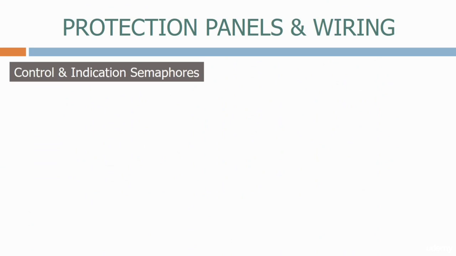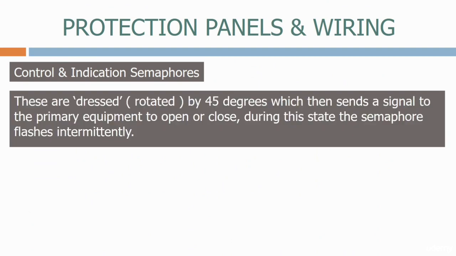The second type is controlling indication semaphores. These are pressed or rotated by 45 degrees, which then sends a signal to the primary equipment to open or close. During this state, the semaphore flashes intermittently.